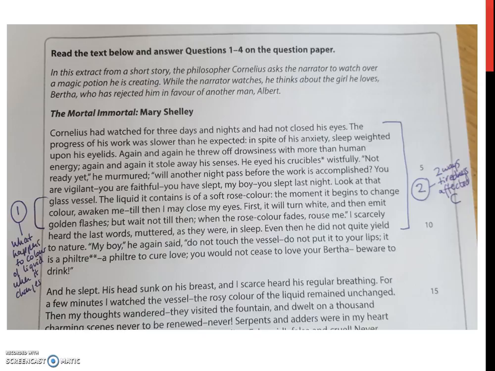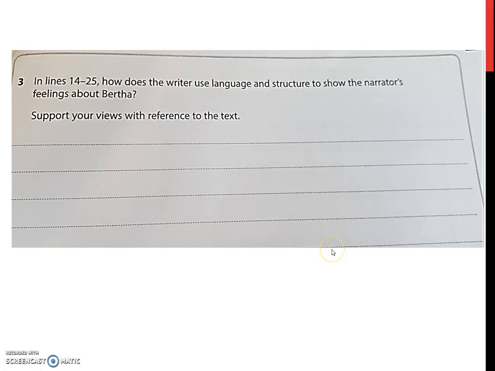So you can see, because there's an overlap in lines, on the left I've bracketed off lines 7 to 9 for question 1, and I put a quick comment for myself: what happens to the colour of the liquid when it changes? So that's what I'm being asked to look for. And you'll see that I've also bracketed off up here lines 1 to 10, and that's for question 2, and I'm looking for 2 ways that tiredness affected Cornelius.